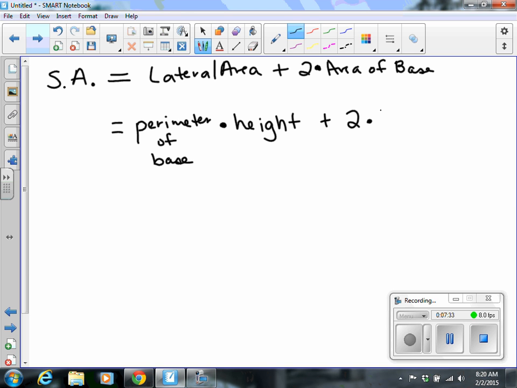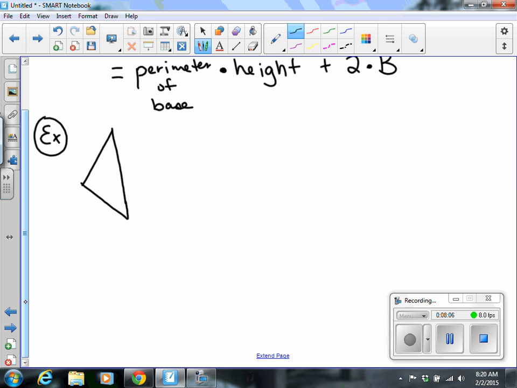So I'm just rewriting this so you guys can see what the lateral area equivalates to. Let's look at an example here. Just so you guys know, you're going to be doing a lot of three-dimensional sketching. You'll get used to it, and you'll figure out it gets better over time, just like your circles.